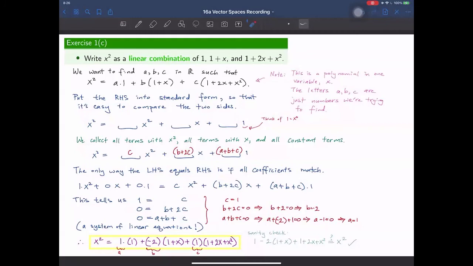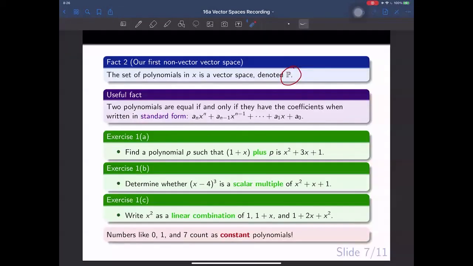Other linear algebra type questions we can ask would be, can we write a polynomial as a unique linear combination of a set of polynomials? We will visit this idea in a future lecture. Bear in mind that numbers like 0, 1, and 7 count as polynomials. They are called constant polynomials.